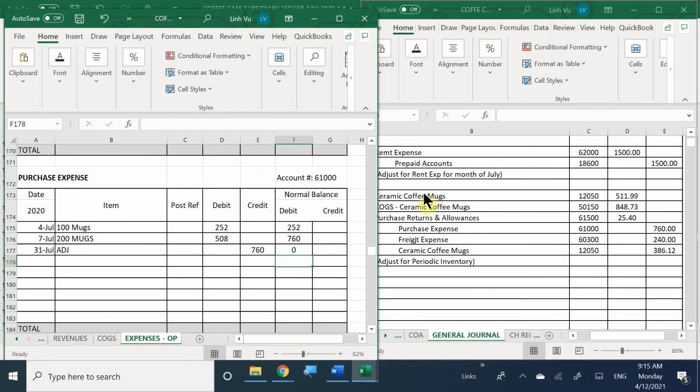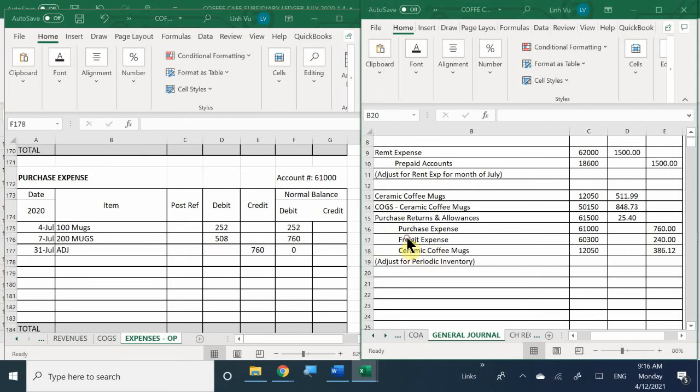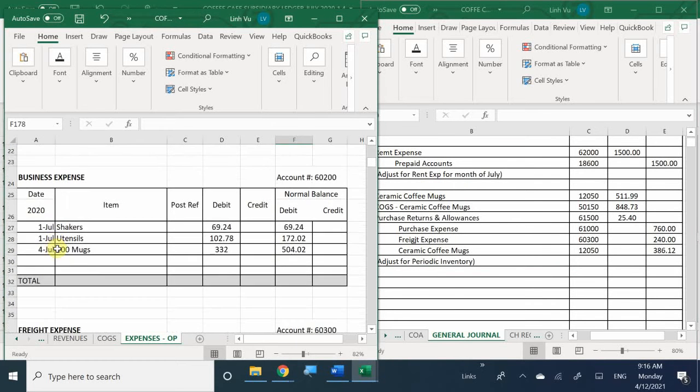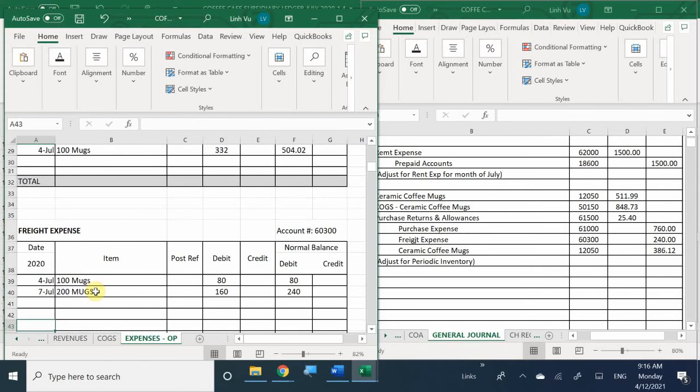Okay? And then last but not least, we got to zero out our freight expense. So freight expense, here we are. Keep going down one more. Freight expense, here we are. It is now 731, and we are making an adjustment, which we credited our account for a total of 240. So that should bring your account balance to 0.